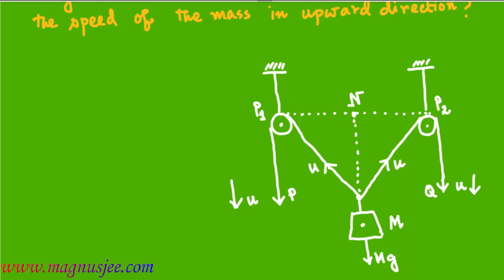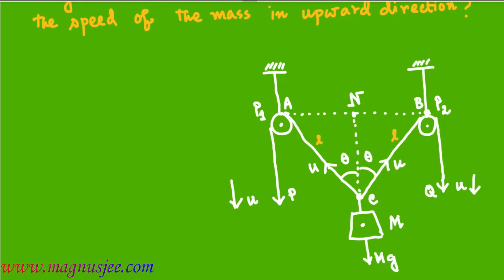Now we can draw a perpendicular from the point C. CN will be the perpendicular. AB is the distance between the two fixed pulleys, and CN is the perpendicular from the mass on the distance AB. The portion CA of the string makes an angle theta with the vertical direction. Again, the oblique portion CB makes an angle theta with the vertical.